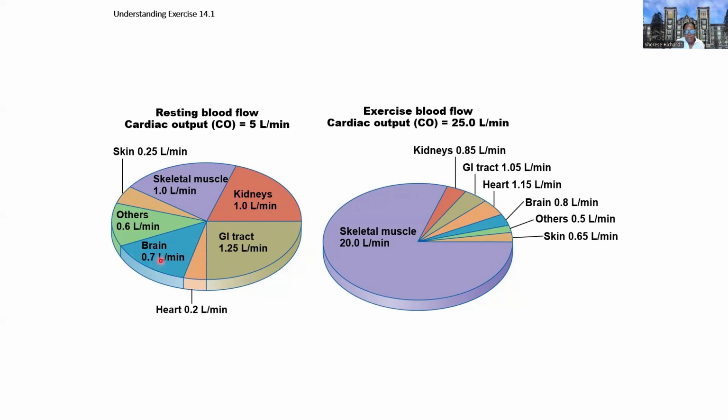Brain gets about 0.7 liters, and then other organs like the heart get 0.2, and then just lumping some of the other body systems, the skin, as 0.6 liters, all right?